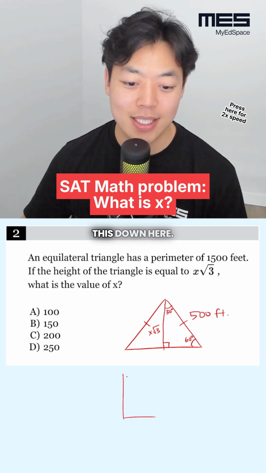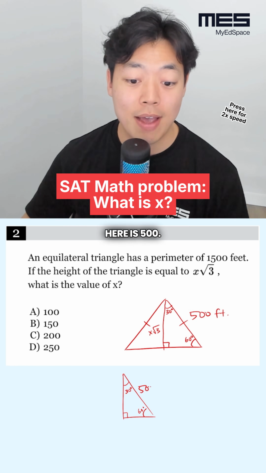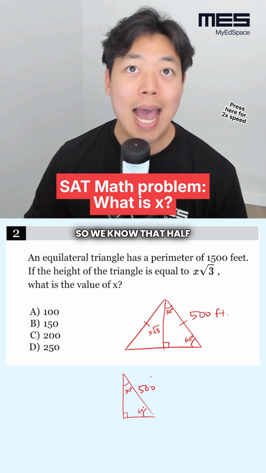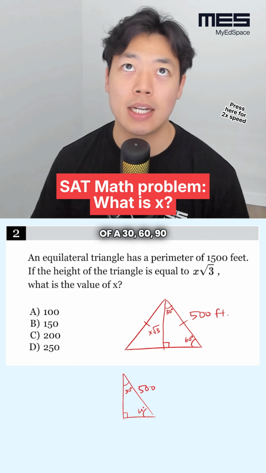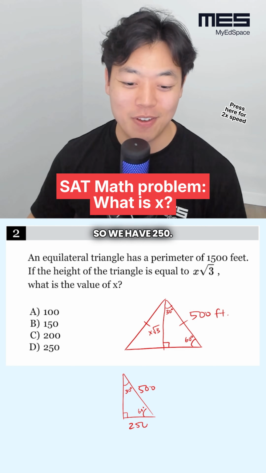We can redraw this down here. We'll have a 30, 60, 90 triangle. Here is 500. So we know that half of the hypotenuse of a 30, 60, 90 triangle will be the shortest leg of that triangle. So we have 250 over here.